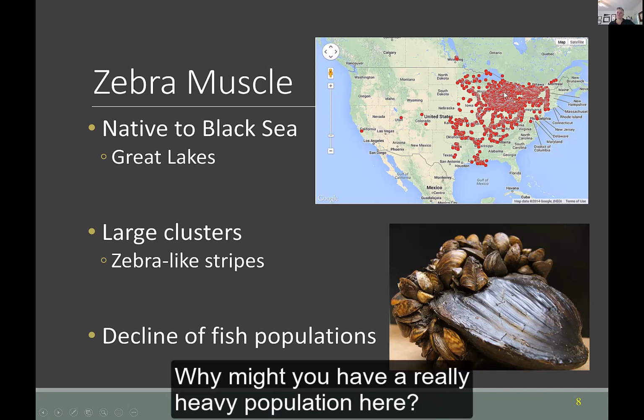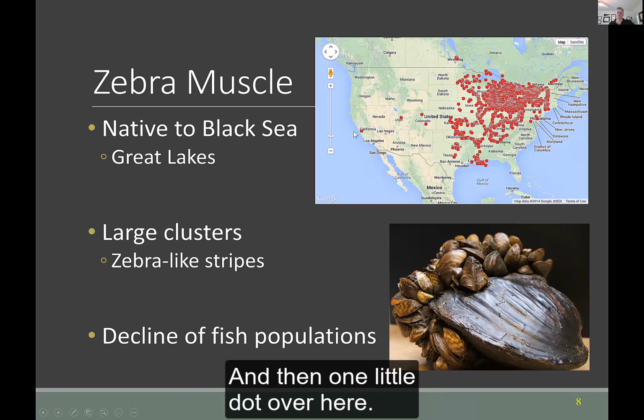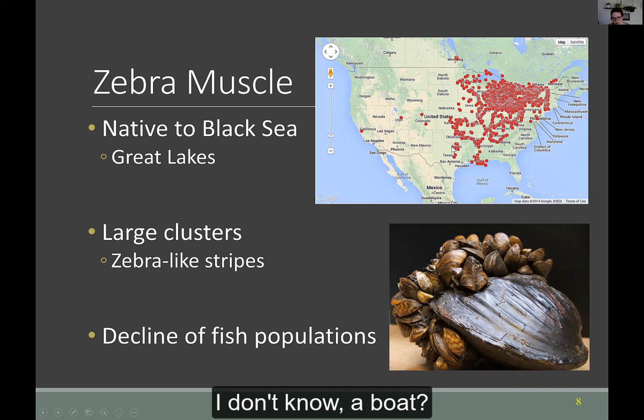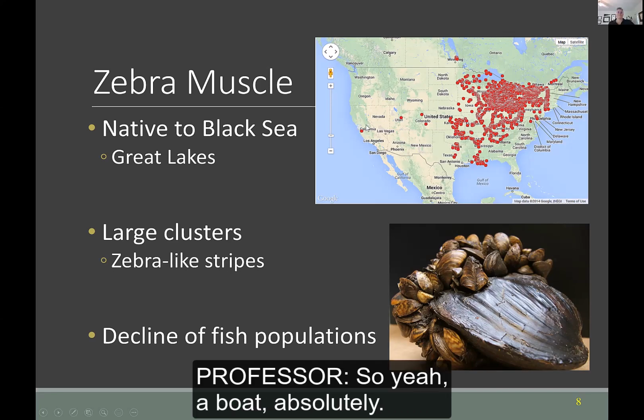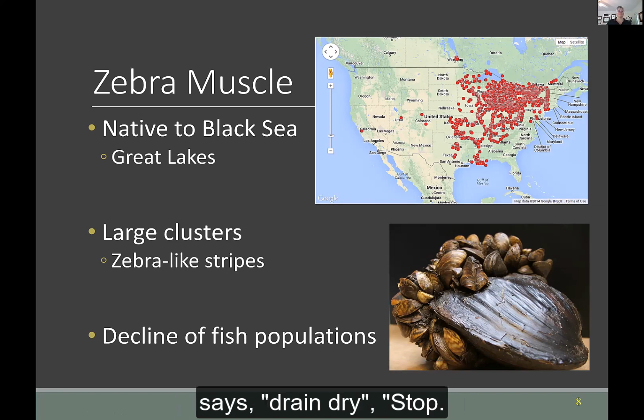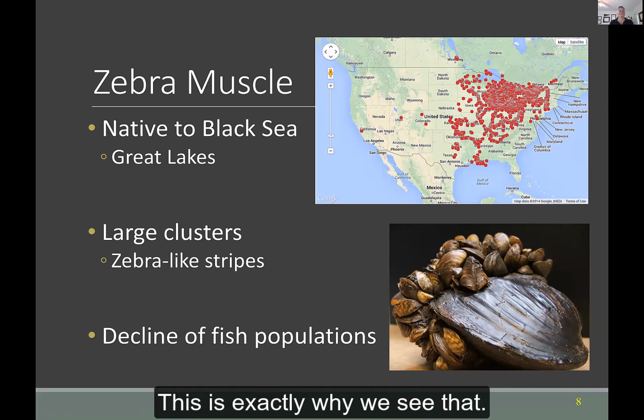Why might you have a really heavy population here and then one little dot over here? How do you think that might happen? They travel through the Mississippi River, and then maybe somebody took, I don't know, a boat. Oh, no, never mind. So yeah, boat, absolutely. So when you see the signs on the side of the road that say drain dry your boat, this is exactly why we see that.